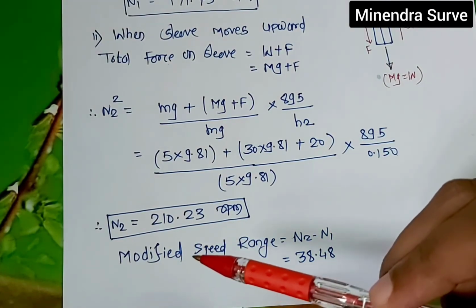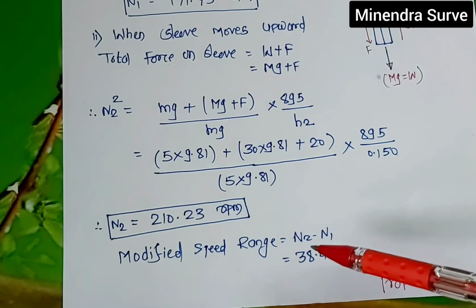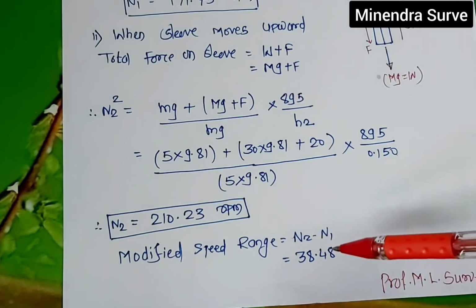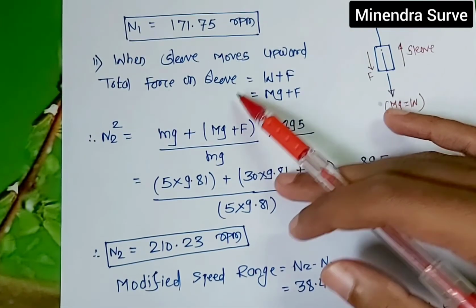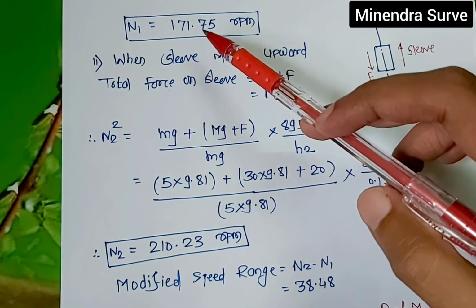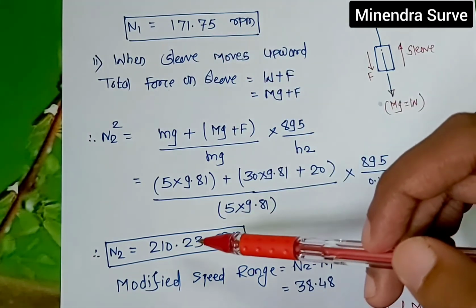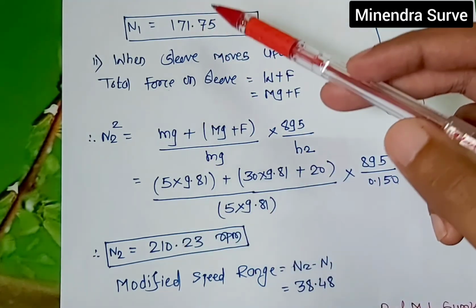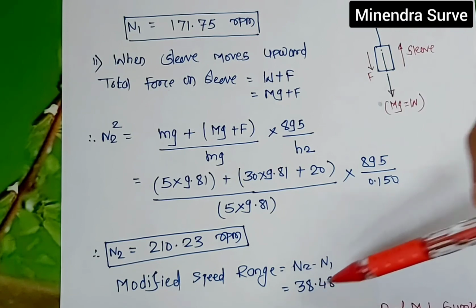So if I want to calculate the modified speed range, that is nothing but N2 minus N1. So that is 38.48, because N1 we are getting with the consideration of friction as 171 and N2 is this. So this minus this, you will get 38.